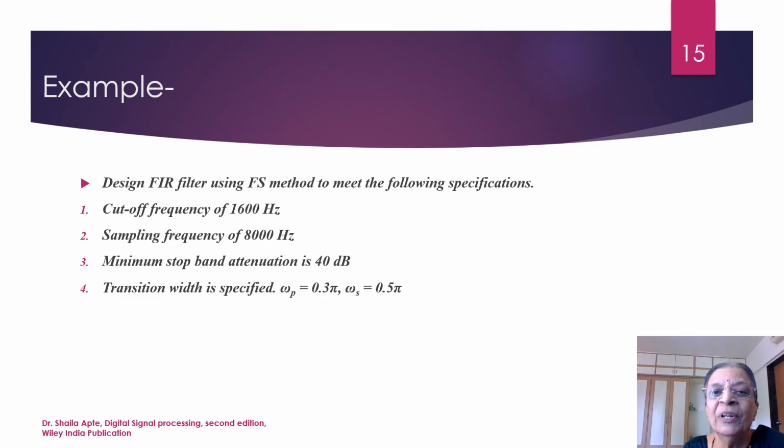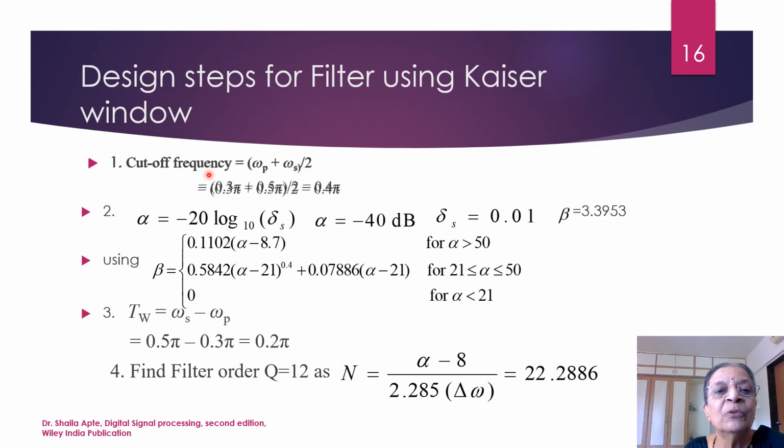The design is fairly complicated. We will have to consider the cutoff frequency. So cutoff frequency will be in between the passband edge and the stopband edge, that is the center of that. So it is 0.4 pi, that means 1600 hertz. Then you calculate the parameter alpha. Alpha is minus 20 log of delta S to the base 10. Now what is alpha? The attenuation is specified as minus 40 dB. So for this minus 40 dB, you calculate what will be delta, that is the attenuation. Delta is 0.01.